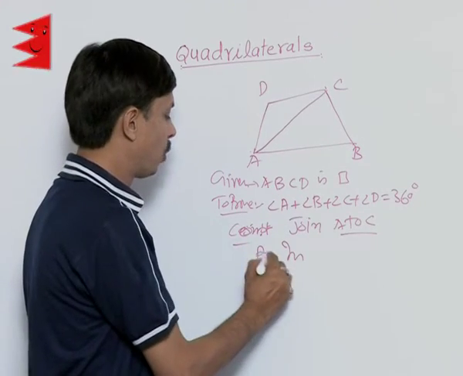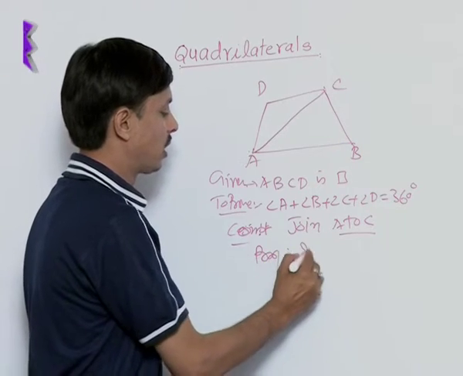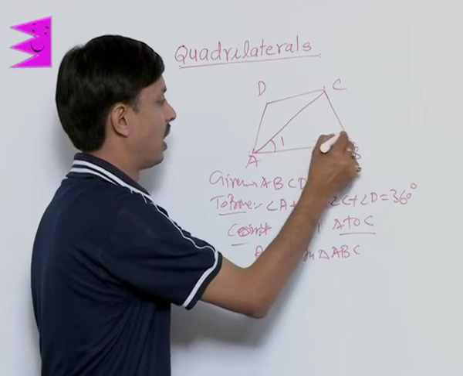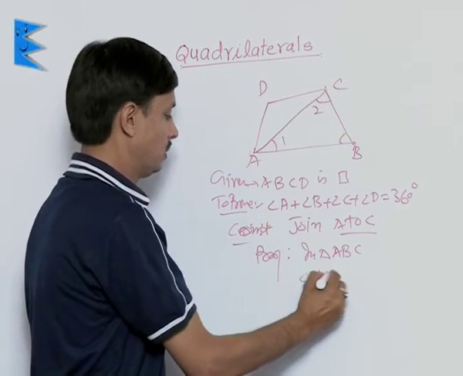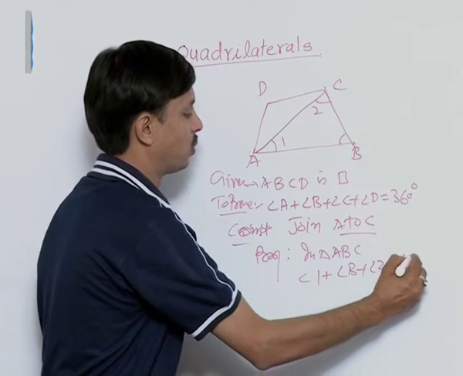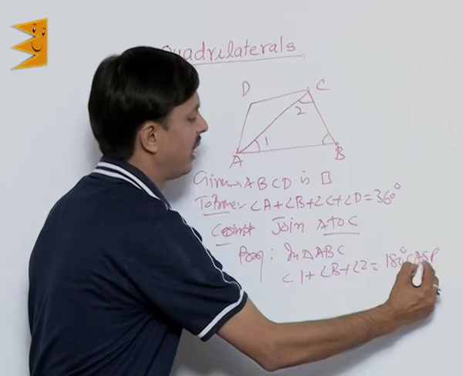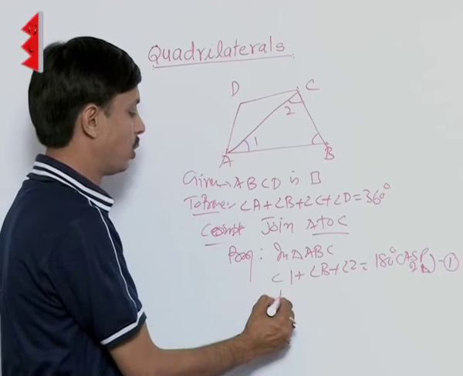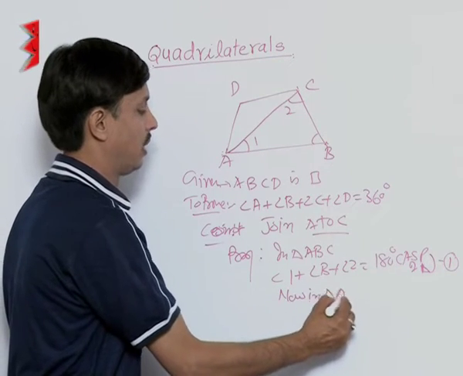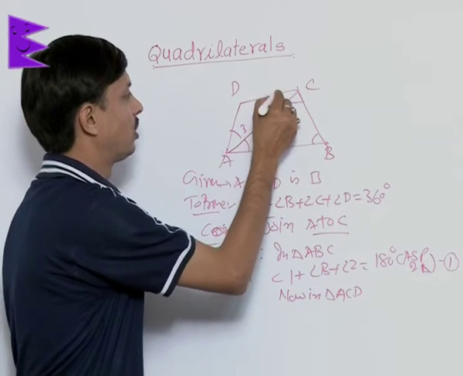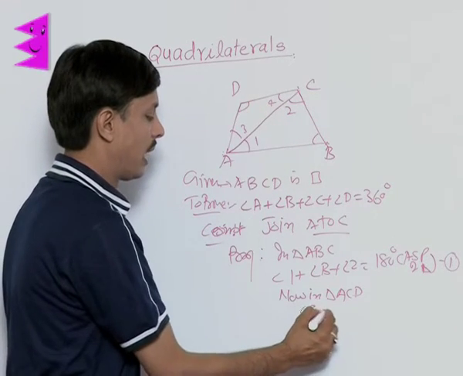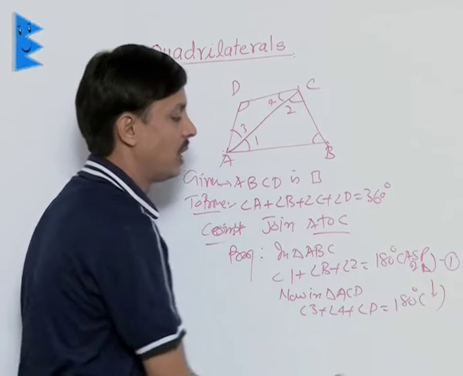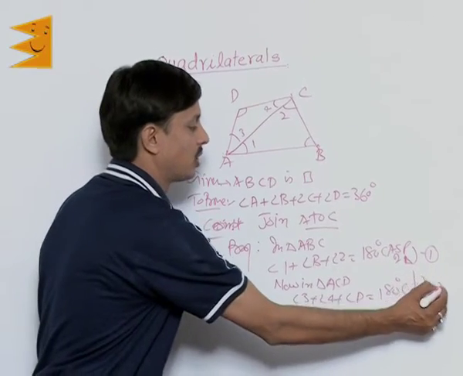That is, in the proof you can say, in triangle ABC, angle 1 plus angle B plus angle 2 is 180 degrees by the angle sum property of a triangle. This is equation number 1. Now, in triangle ACD, you can say angle 3 plus angle 4 plus angle D is also 180 degrees, with the same reason, the angle sum property of a triangle. This is relation number 2.